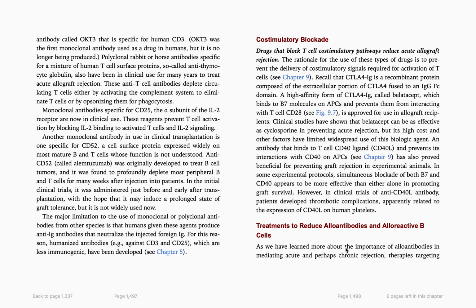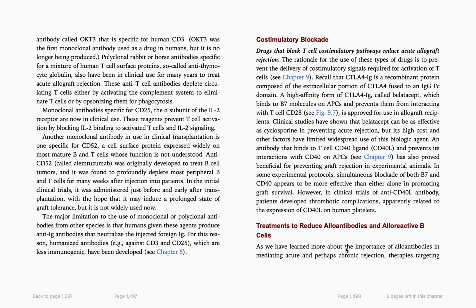Polyclonal rabbit or horse antibodies specific for a mixture of human T cell surface proteins, so-called antithymocyte globulin, have also been in clinical use for many years to treat acute allograft rejection. These anti-T cell antibodies deplete circulating T cells either by activating the complement system to eliminate T cells or by opsonizing them for phagocytosis. Monoclonal antibodies specific for CD25, the alpha subunit of the interleukin-2 receptor, are now in clinical use. These reagents prevent T cell activation by blocking interleukin-2 binding to activated T cells and interleukin-2 signaling.